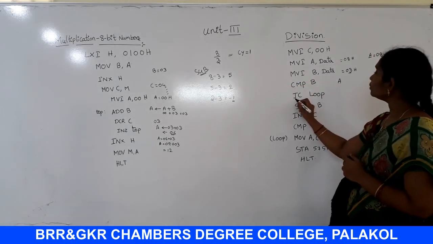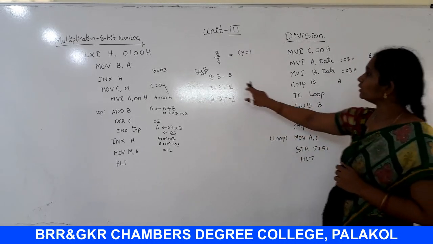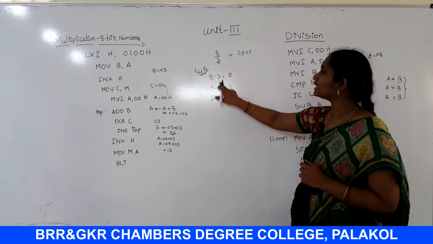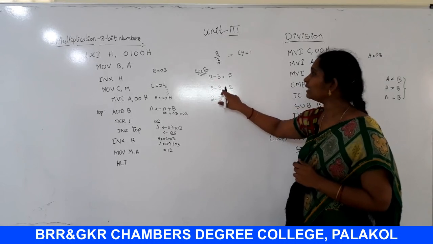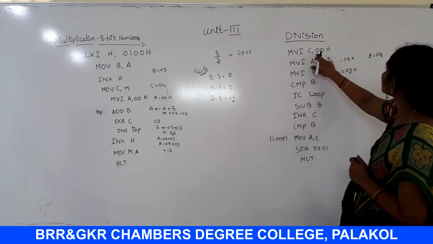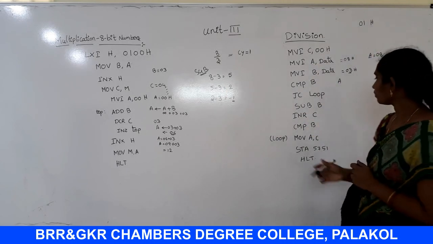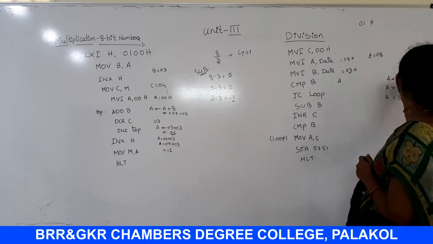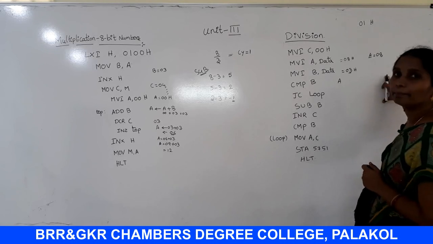Next comes jump on carry. If the carry is generated, subtract B. Here A is this value and B is 3, so whatever the A value is, it is subtracted with B. The next one is increment C. That means the count, which is first 00, becomes 01 after increment C. Next, again compare B: A greater than B, A less than B, or A equal to B. Likewise it will compare.